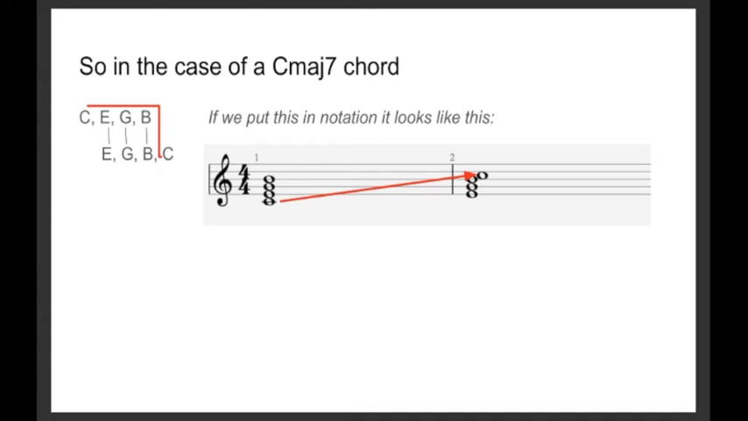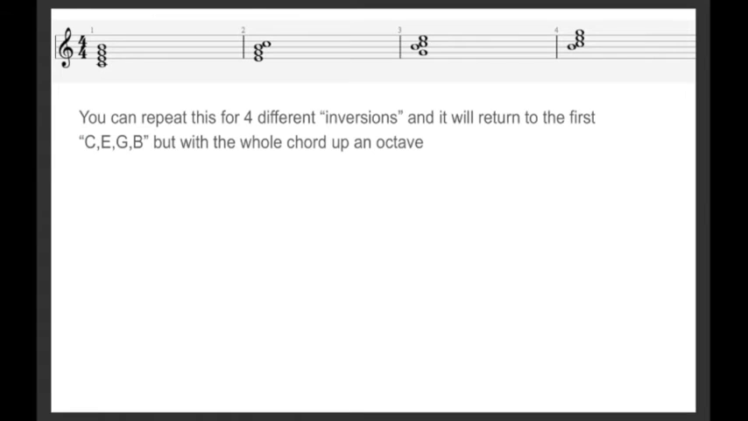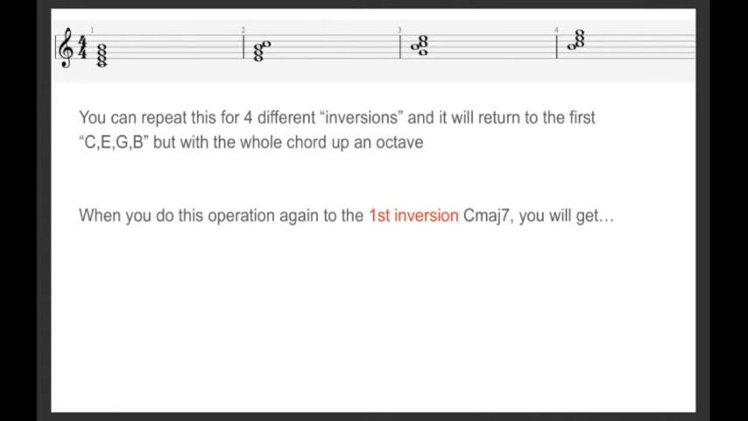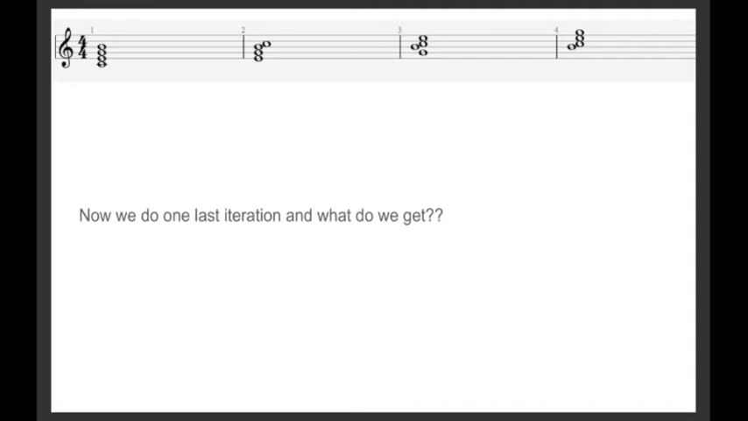Cool. So now you can repeat this for all the different inversions. Let's go ahead and do it again, but we're going to apply the same concept to the first inversion. So what will that give us? In terms of name, it's the second inversion. Yep. So do it again. What do we get? Third inversion. So left to right here is prime inversion, first inversion, second inversion, third inversion.